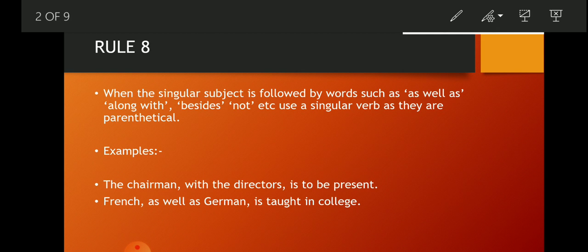So, here along with, as well as, besides, in addition to indicate a parenthetical construction. They can be conjunctions like and, but they are not merely wordy versions of and, okay? And I would suggest you use commas around the parenthetical words. Fine. So here, what does the rule say? When the singular subject is followed by words as well as. Now here the singular subject is the chairman in example 1, and the singular verb is which is mentioned after the comma, directors comma, is. That's the meaning of the rule.